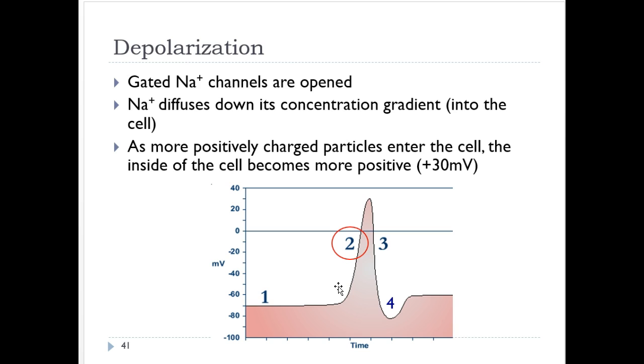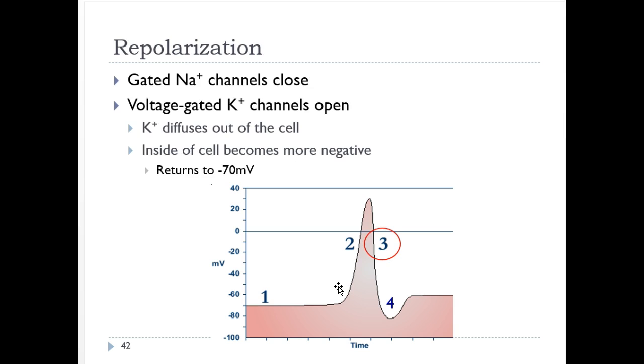And as more of these positive charges come inside the cell, we're going to change that millivolt measurement. It's going to go from negative 70 to about positive 30 millivolts. So as the cell's getting more positive, we're going to start to create an action potential.